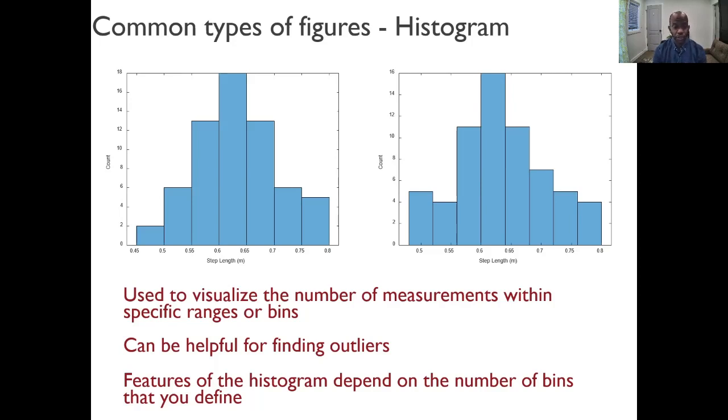As I said earlier, this is a good way to find outliers or to visually check to see if certain data are normally distributed. One thing to keep in mind when creating histograms is that there's not just a single histogram for a given data set, but the nature and shape of that histogram will depend on the number of bins that you define and the range of data that you use to define your bins as well.